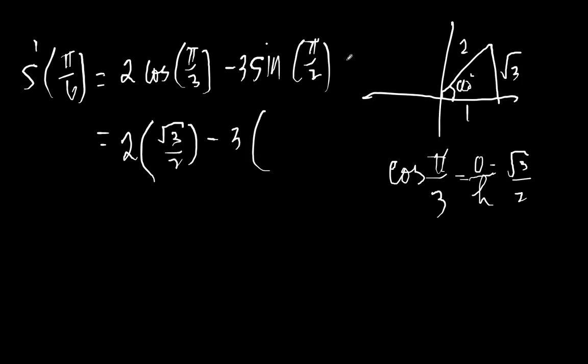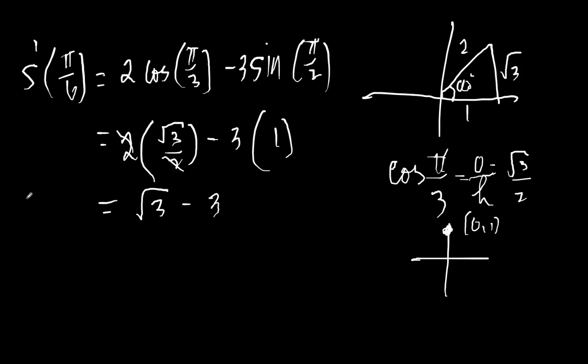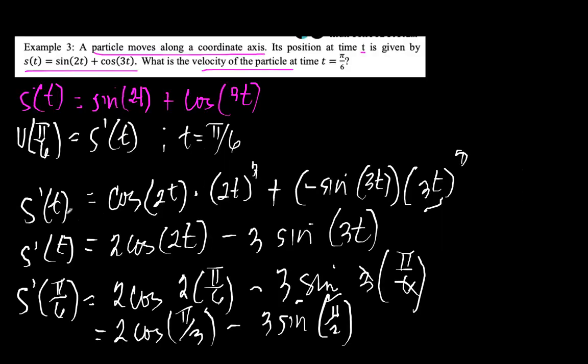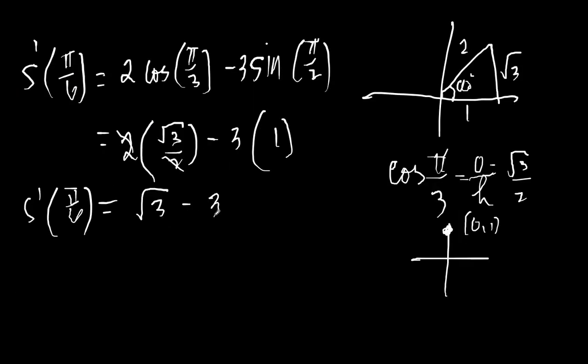Minus 3. And what is sine pi over 2? Pi over 2 is 90 degrees, at the point (0, 1). Sine is just equal to y, so this is equal to 1. So we have something like this, square root of 3 minus 3. Therefore, the velocity of the particle at time pi over 6 is equal to square root of 3 minus 3.